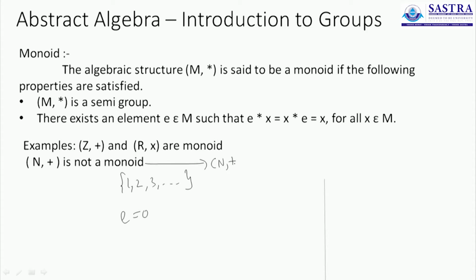N plus is not a monoid, N plus is a semigroup, it is closed. You take any two positive integers, the result will be contained in the set under addition, and you will also see that the operation of addition is associative, but what you will not find here is that special element E, which is absent, and therefore N plus, the set of all natural numbers under addition, is only a semigroup but not a monoid.